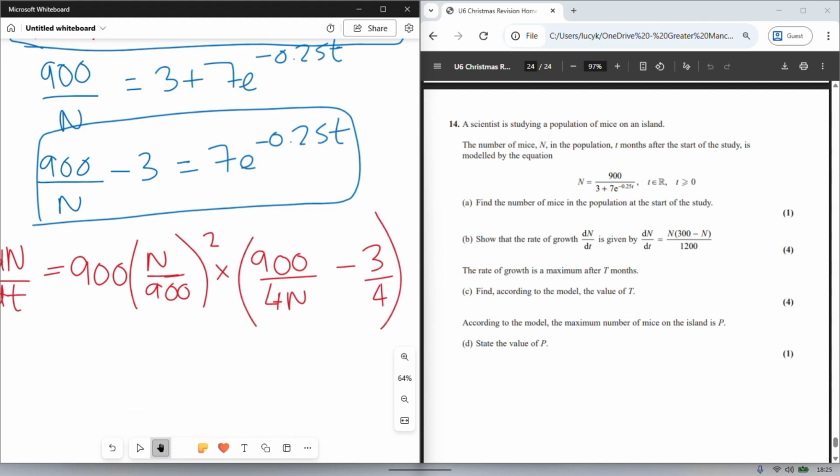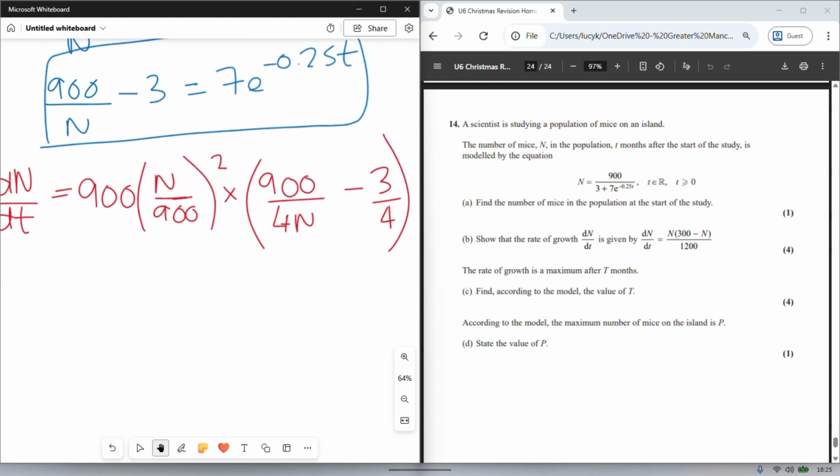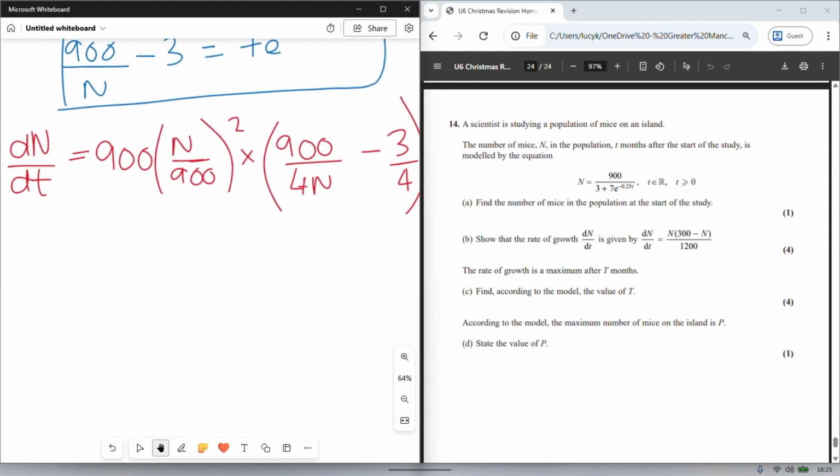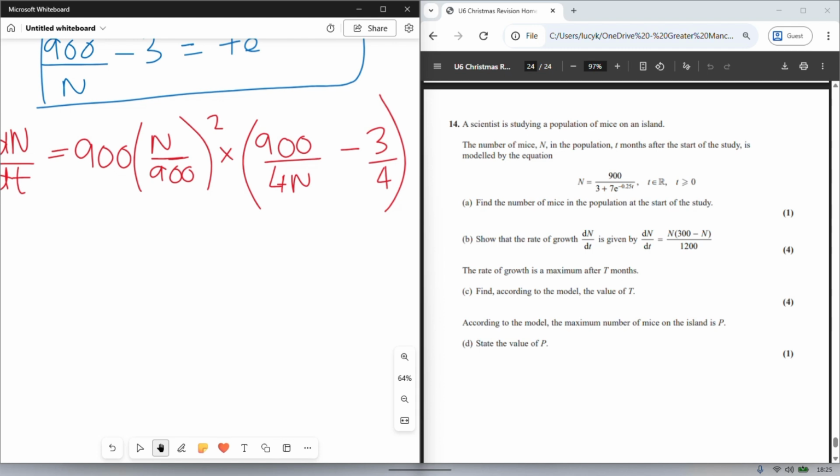So now that's looking a bit more like what I want. I'm not quite there, but I'm closer. So now let's try and tidy this up and make it look like what I want it to. First thing I'm going to do is deal with that front bit there. So I can see the 900s, one of them's going to cancel out. So that 900 there is going to cancel out and we can get rid of that squared bit. Obviously that would be an n squared there, like that.